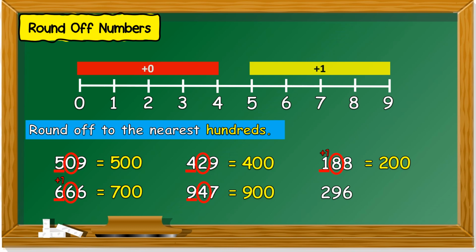Last example, 296. Place value of 100. The friend on the right, 9, we plus 1. So 1 plus 2 is 3. We round it off, it becomes 300.